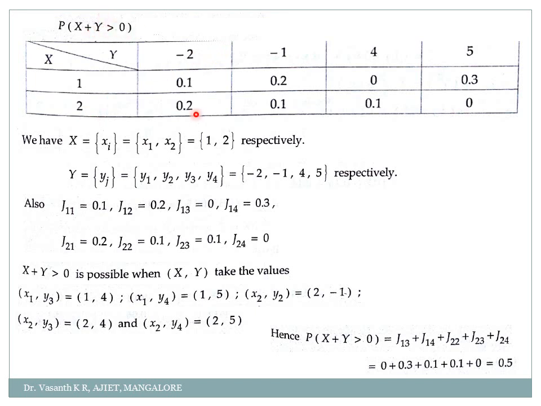Is it greater than 0? No. You don't write this. 2 minus 1. How much is 2 minus 1? 1. Is 1 greater than 0? Yes. So what is its probability? 0.1. Right, 0.1. Next, 2 and 4. 6. So how much is its probability? 0.1. But 0.1 you have already written here, correct? 2 plus 4 is 6. 1 plus 5 is also 6.